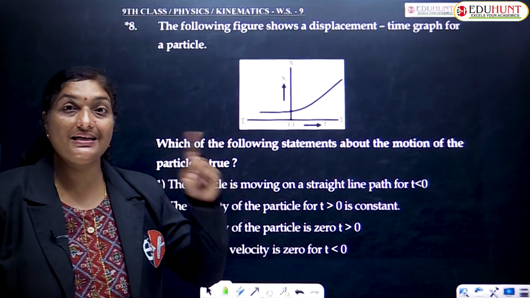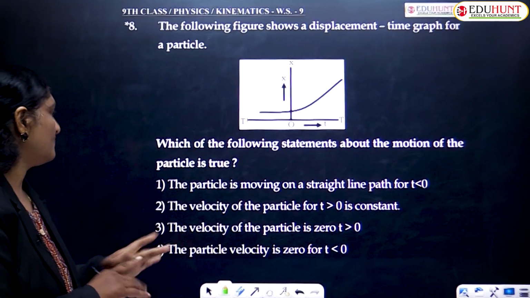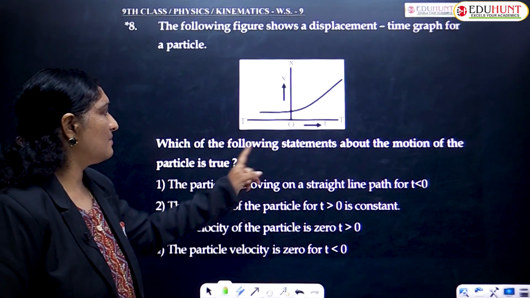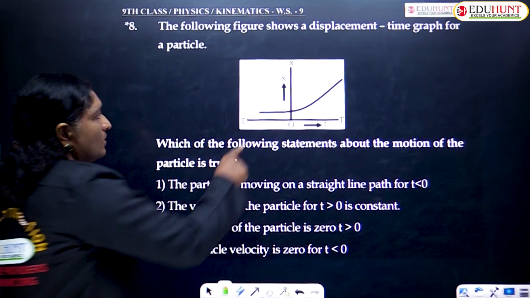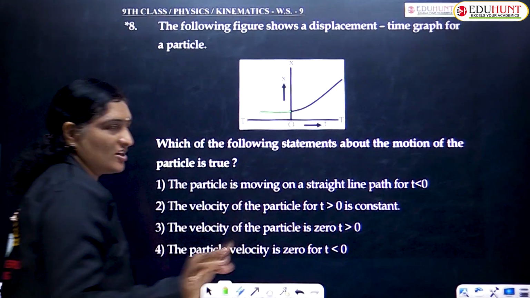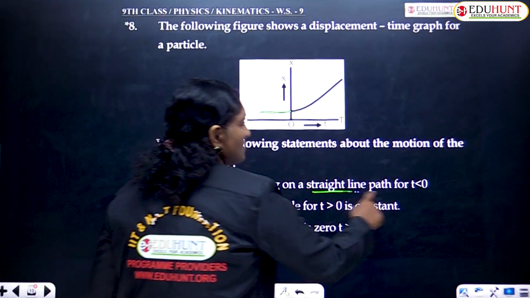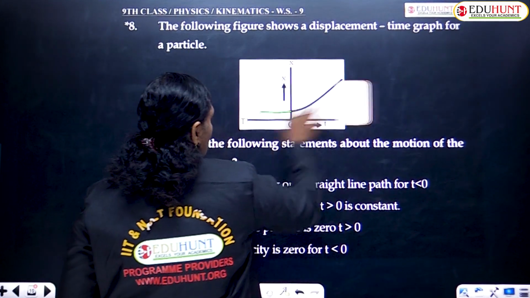No. It means it is stationary. It's not at all moving. It is at rest. So, which of the following statements about the motion is true? For t less than 0, the particle is stationary, at rest. But it does not mean that it is moving on a straight line path. So, the first option is false.